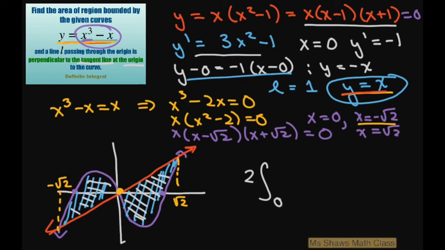So I'm going to go from 0 to square root of 2. You take your upper bound, which was y equals x for the shaded region, and you subtract the lower bound, x cubed minus x, dx. Now I'm going to simplify that, and then we can integrate. This gives me the integral of 2 times the integral from 0 to square root of 2 of negative x cubed plus 2x dx.